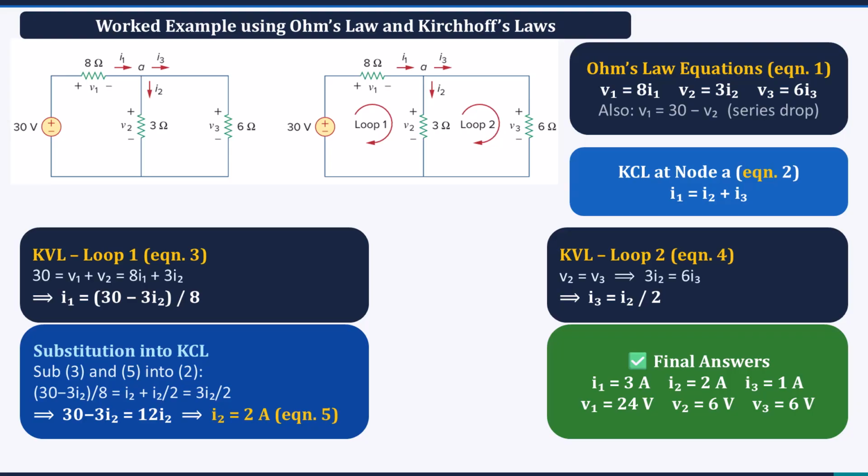Cross-multiplying, 30 minus 3I2 equals 12I2, so I2 equals 2 amperes. Final answers. I1 equals 3 amperes, I2 equals 2 amperes, I3 equals 1 ampere. The voltages are V1 equals 24 volts, V2 equals 6 volts, V3 equals 6 volts. Notice V2 and V3 are equal, as expected for parallel resistors.